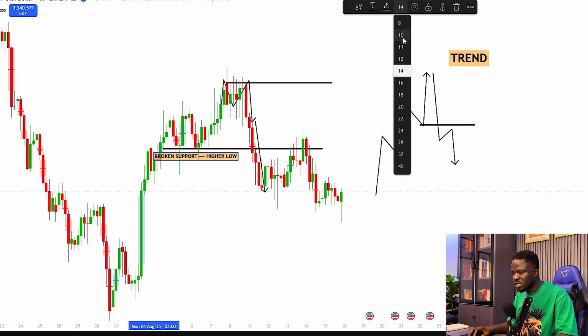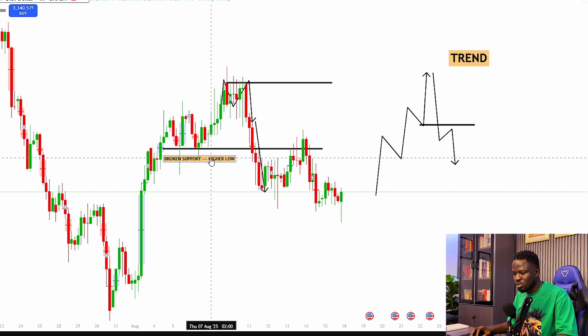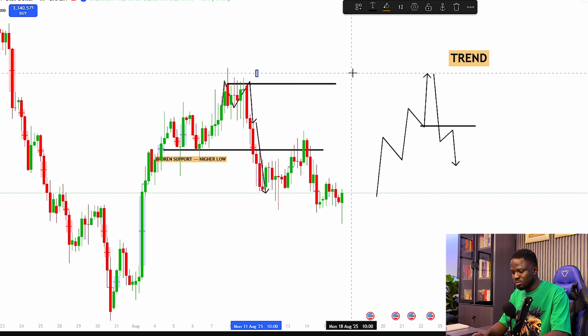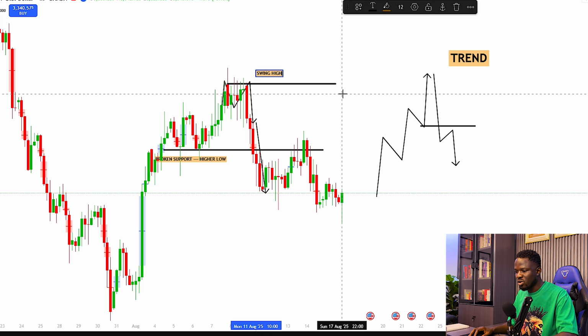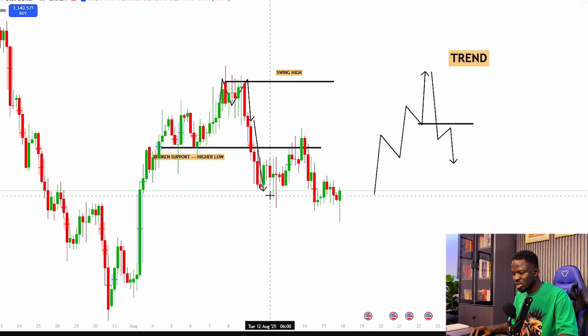This is a broken support. Let me change the font size a little bit. This is a broken support, right? This zone becomes the recent swing high because the price action right now is bearish.